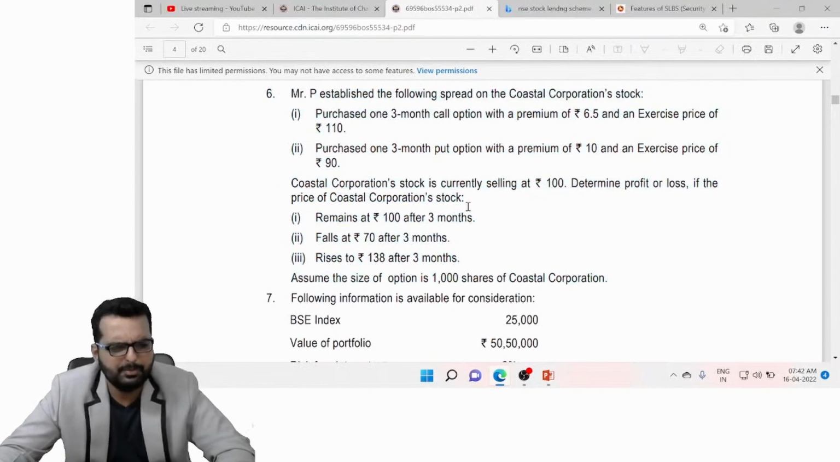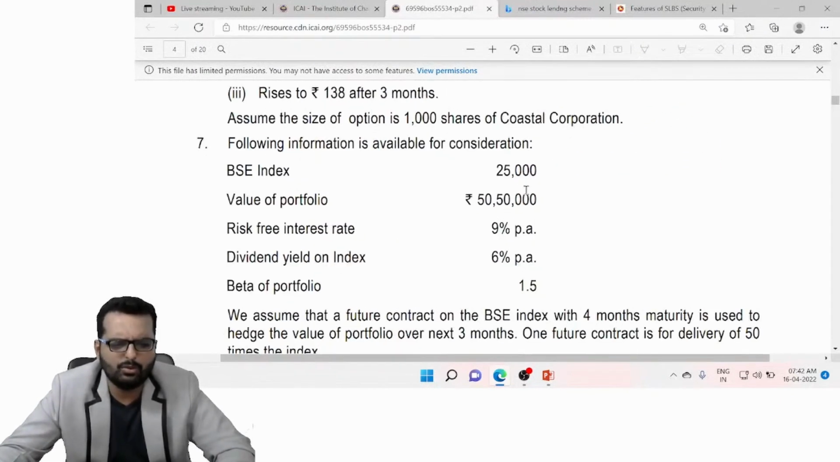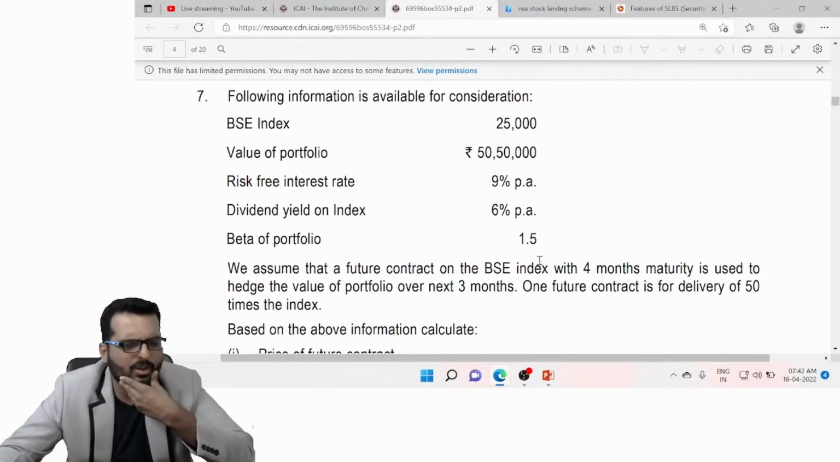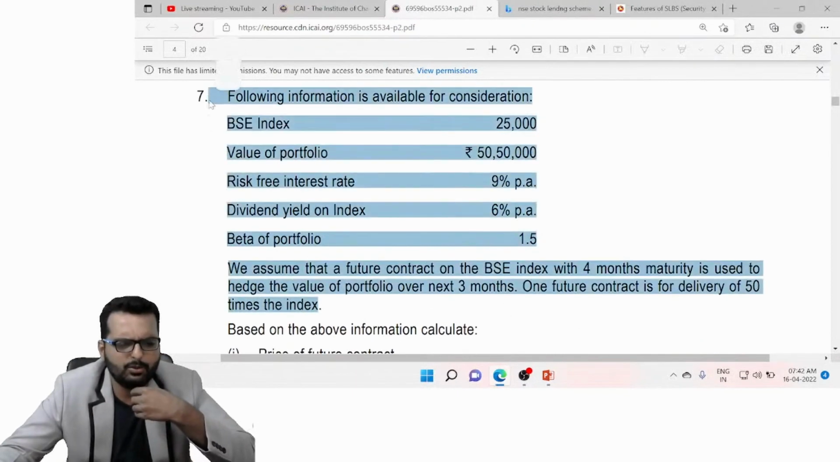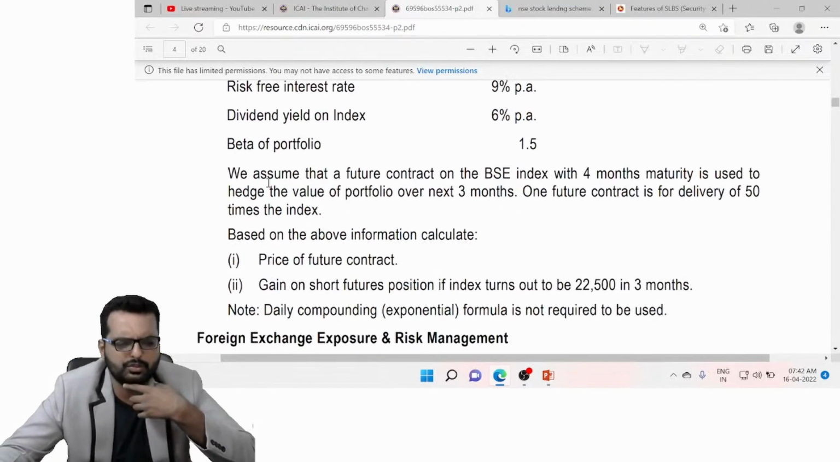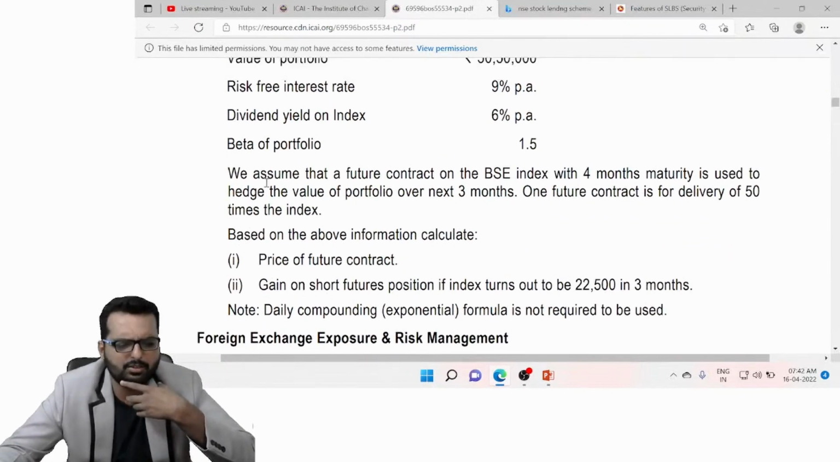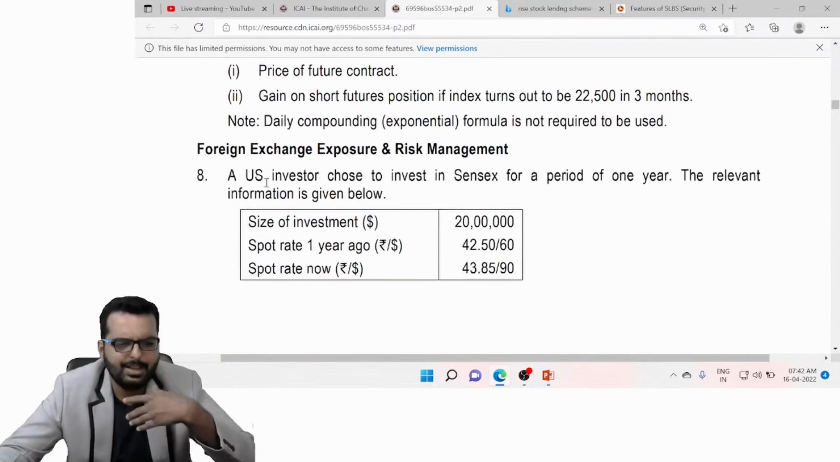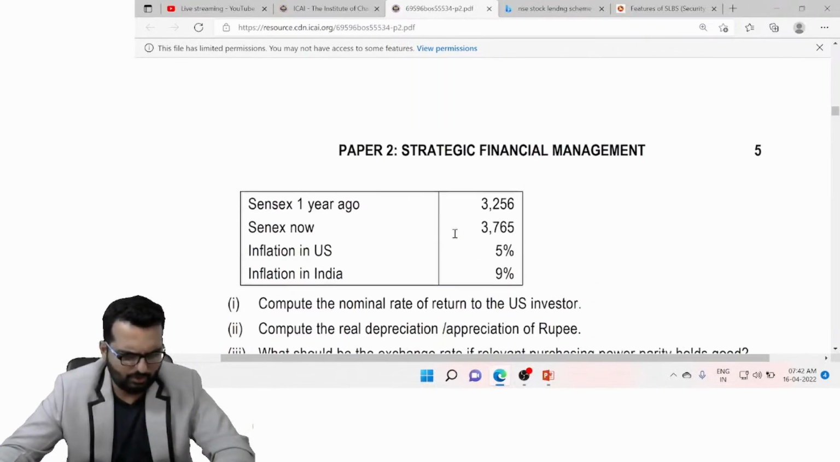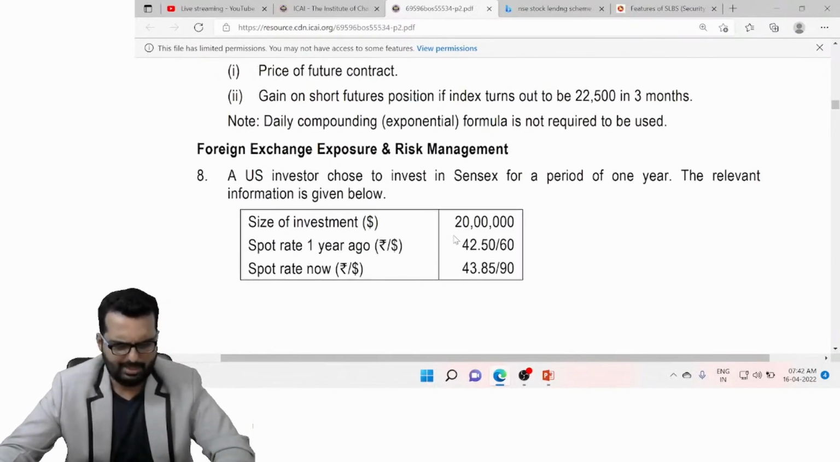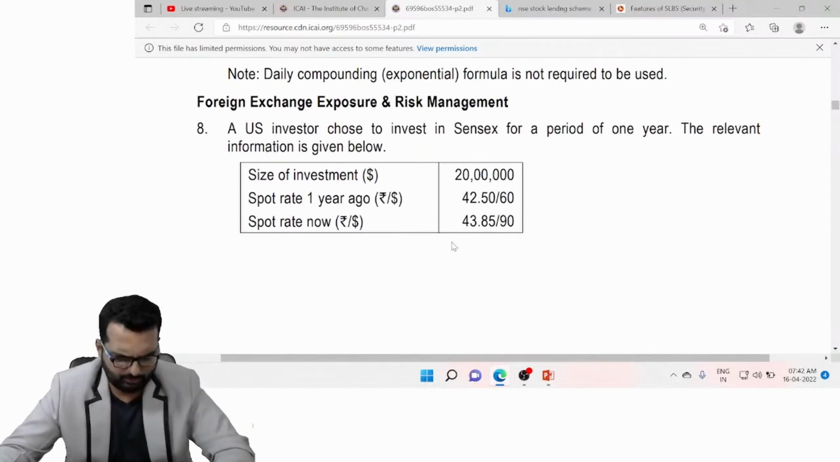Very easy. Question 7 is also, what do I call it? This question is there in the study material from a very, very long time. It is a question on shorting about futures, and this is already covered in the class also. I will do it in the next part. Question 8 is a unique question, something different, what we have not done, and a very good question. It's a question on foreign exchange management. Let's read through it now.